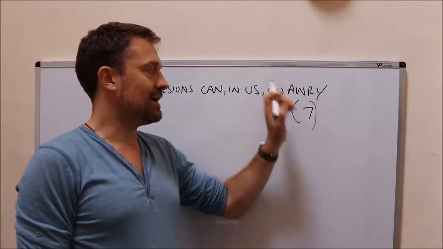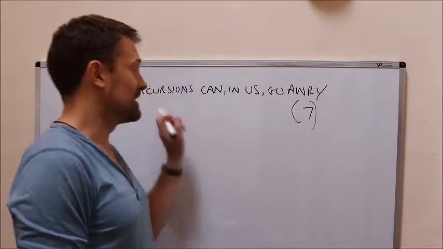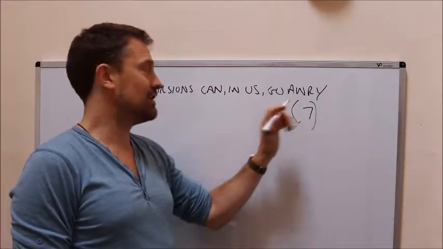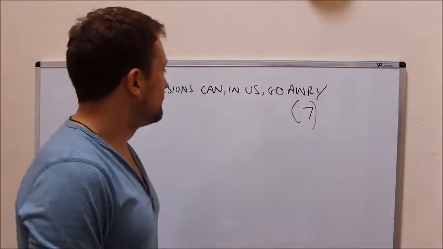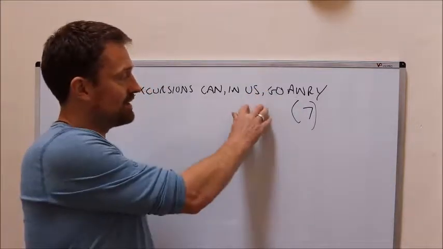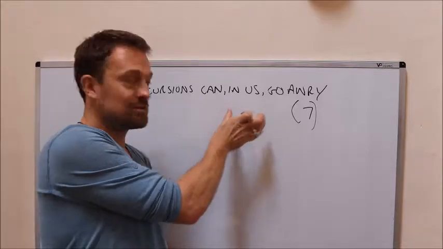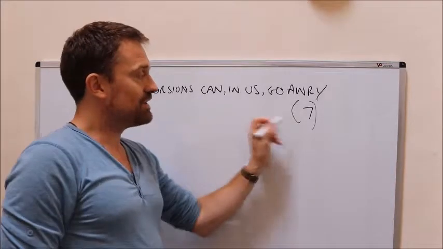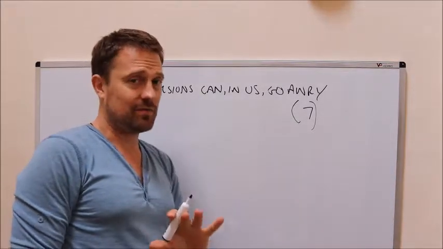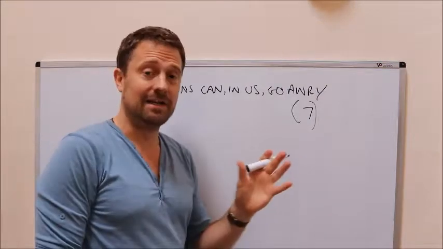Excursions can in US go awry. 7 letters. Excursions can in US go awry. Now, the thing that stood out straight away was the punctuation and the way that this was broken down. My first thought, once again I'm half awake, it's first thing in the morning, so be lenient.